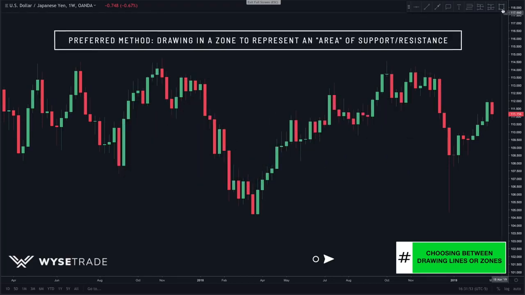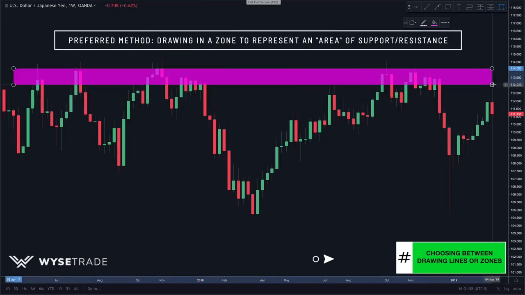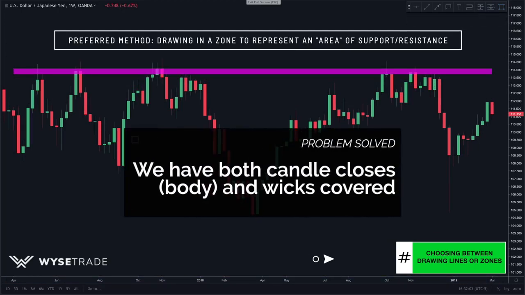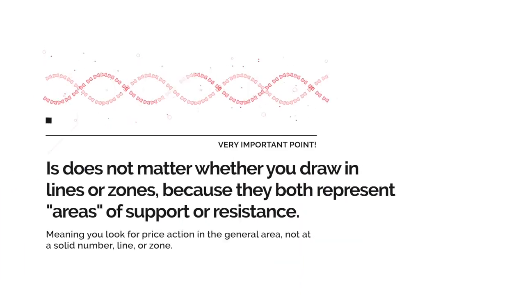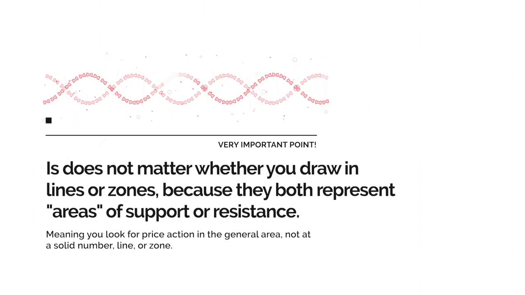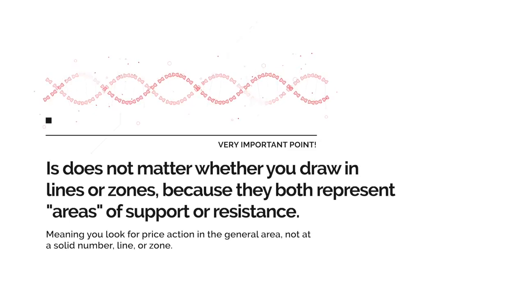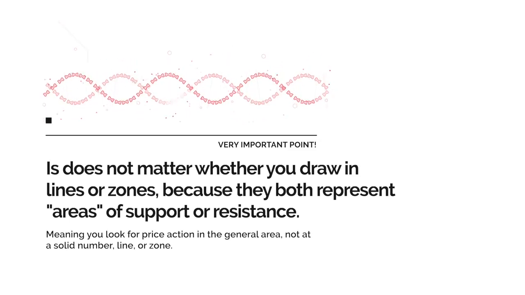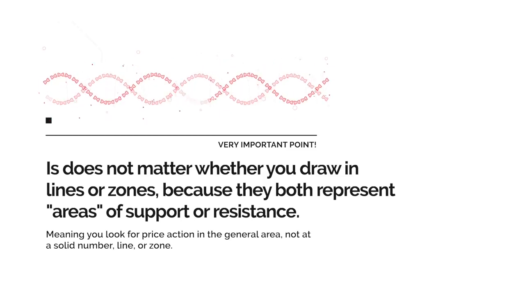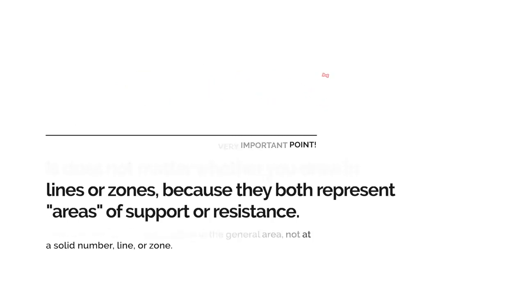So this brings us to our preferred method, which is drawing in zones like this. This way, it accommodates for the entire area, encompassing both candle closes and wicks. Now, here's the most important point, and make sure you remember this. It doesn't matter whether you draw in lines or zones. Either one works, because you still treat these lines and zones of support and resistance as areas, meaning you are looking for price action to occur in the general area, not at a solid number, line, or zone.